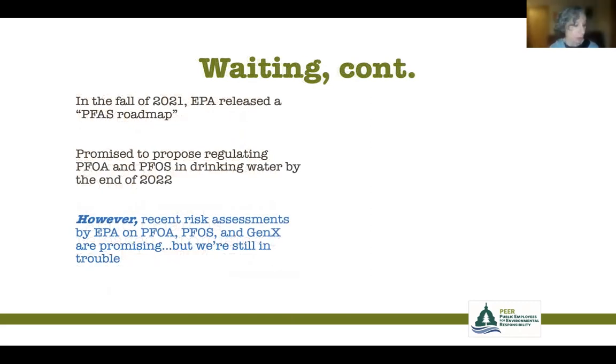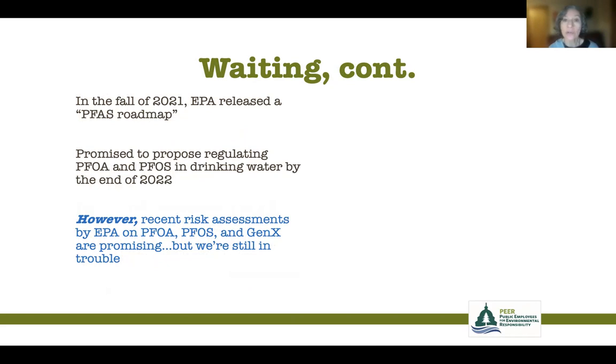In the fall of 2021, the Biden administration released a PFAS roadmap. It just came out a few weeks ago. And they also promised to propose regulating PFOA and PFOS in drinking water by the end of 2022. So we've been waiting for a very long time for this federal regulation. It has not come yet.